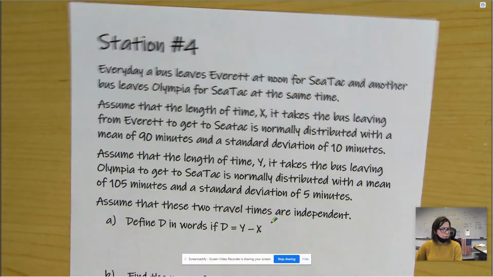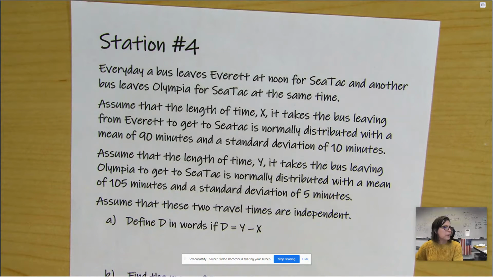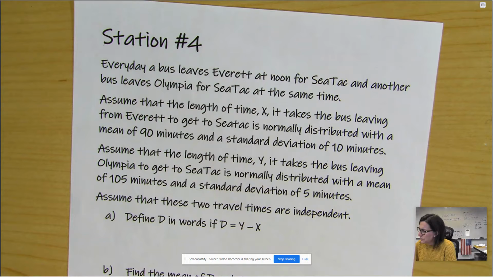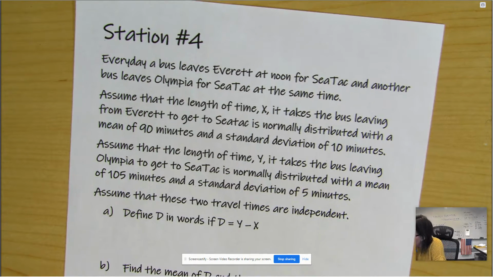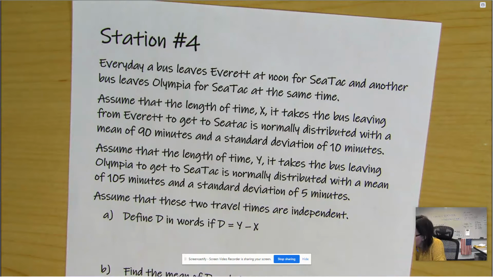All right, station 4, the one where I had a little bit of an error. I'm sorry. Okay, every day a bus leaves Everett at noon for SeaTac and another bus leaves Olympia for SeaTac at the same time. Assume that the length of time X is the Everett bus. It's got a mean of 90 and a standard deviation of 10. And the length of time for the Olympia bus is Y, and it has a mean of 105, so it's taking longer to get to Seattle from Olympia on average, and a standard deviation of 5 minutes.